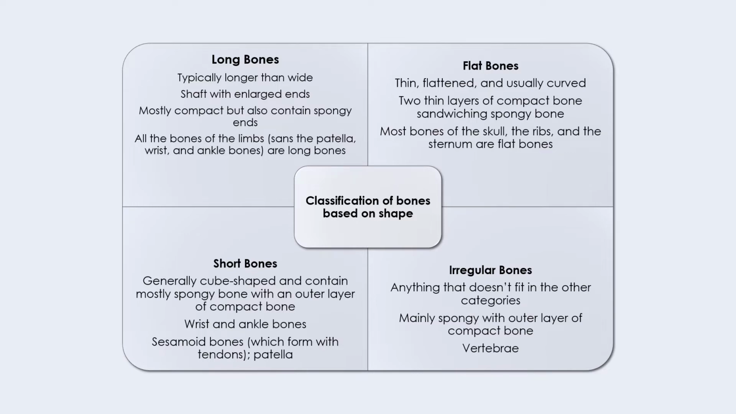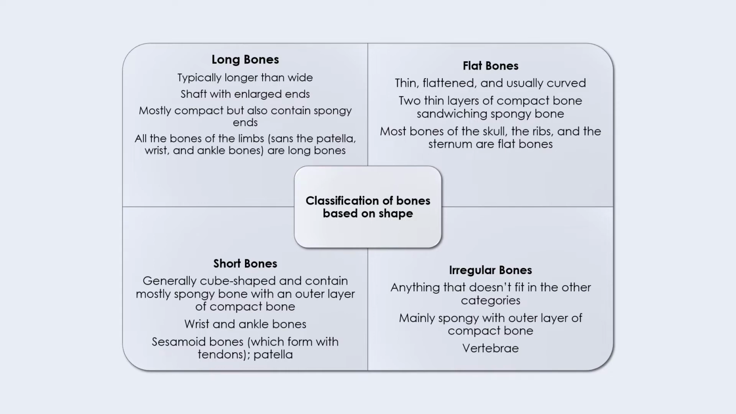Bones are also classified by their shape. So we have long bones. Just like it sounds, they're longer than they are wide. They generally have that middle shaft with enlarged ends. So think of like a chicken drumstick bone. Mostly compact bone, but always also contains spongy ends. And then all of the bones of the limbs, except for your patella at the front of your knee, your wrist bones, and your ankle bones, are long bones.